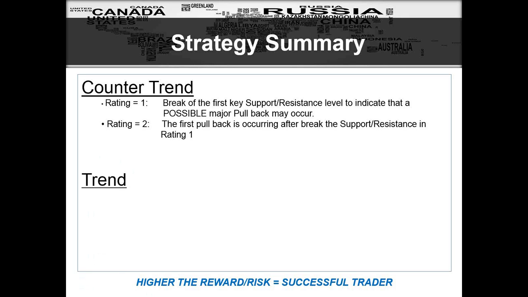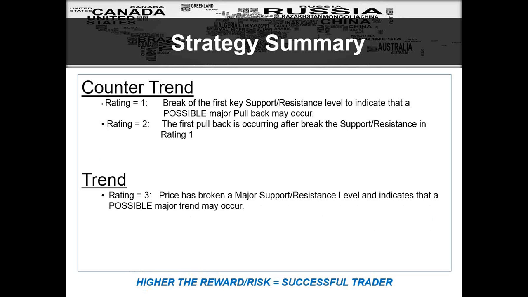Now what we're going to do is discuss the trend strategy. If you're a beginning trader, this is pretty much where you're going to live and what you're going to look for. It doesn't matter what time frame, but these are numbers that you're going to look for. Number 3 is basically looking for price to break a major support or resistance level, not a regular one. This indicates a possible trend is about to occur. This is the first sign of an institutional trend starting to occur.